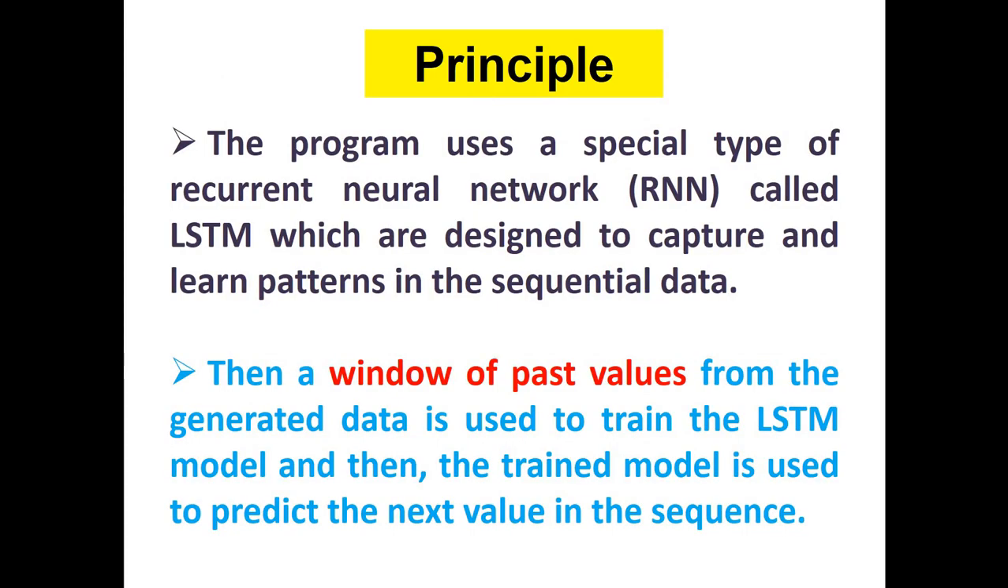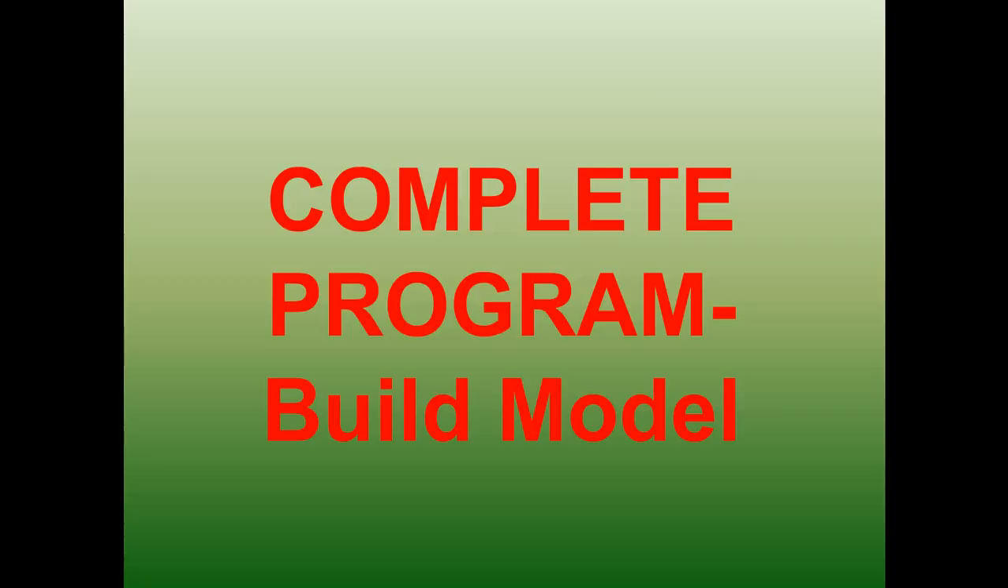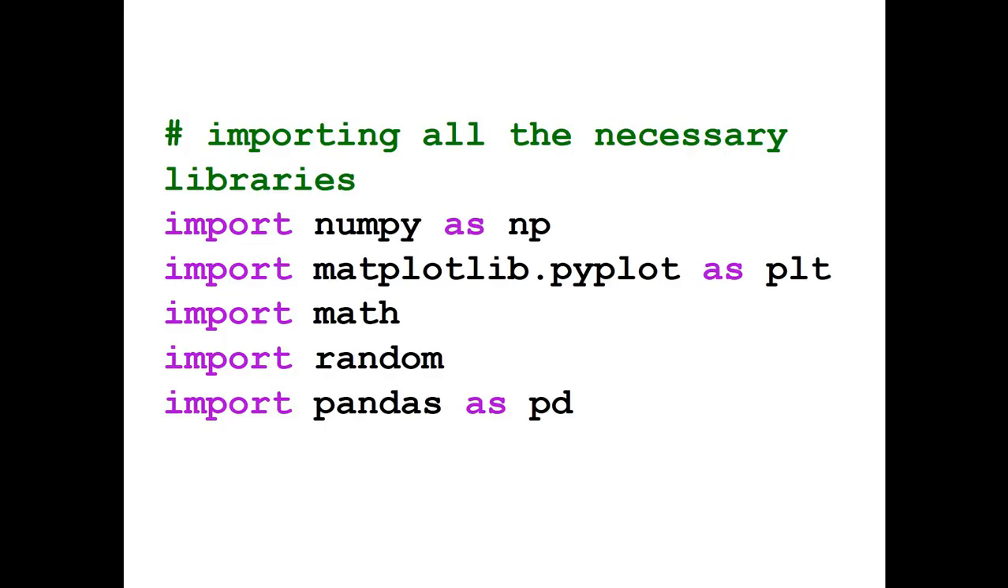The principle is the program uses a special RNN called LSTM, which is designed to capture and learn patterns in sequential data. Now, there were some basic videos on this in the earlier videos. Now, a window of past values from the generated data is used to train the LSTM model, and then the trained model is used to predict the next value in the sequence. The complete program to build the LSTM model, that is what we are going to discuss here.